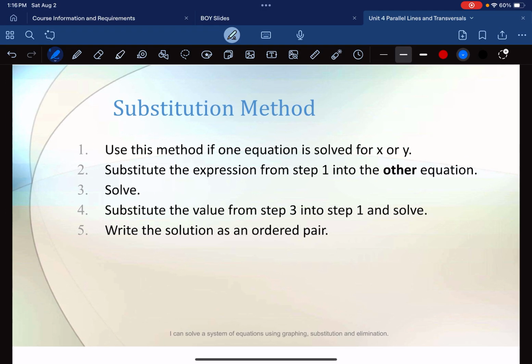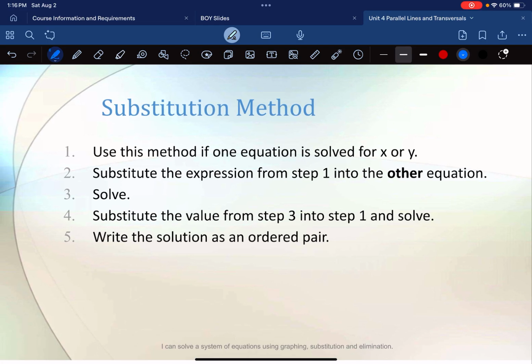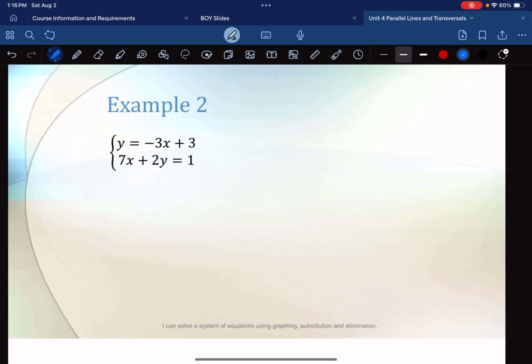Substitution method. Well, you're going to use this method if one of the equations happens to be solved for x or y, meaning one of the equations says either x equals, or you've got one equation that says y equals, with nothing else on that side of the equation except the x or the y. So you substitute the expression from step 1 into the other equation for that variable. You solve the resulting equation, and then substitute the value you get from step 3 back into the equation in step 1, and then you write your solution as an ordered pair. So hopefully you remember how to do that, and we'll do one here to help you remember that.